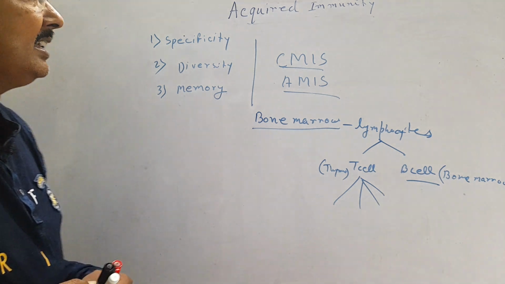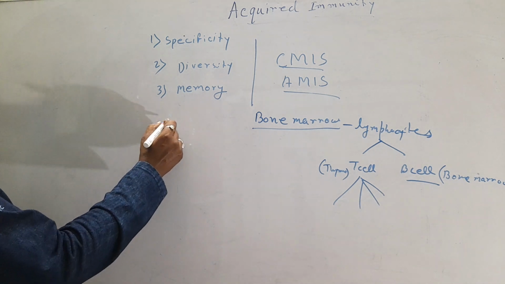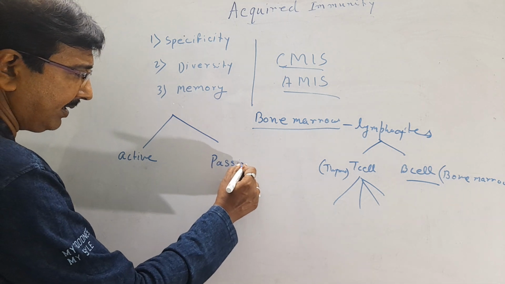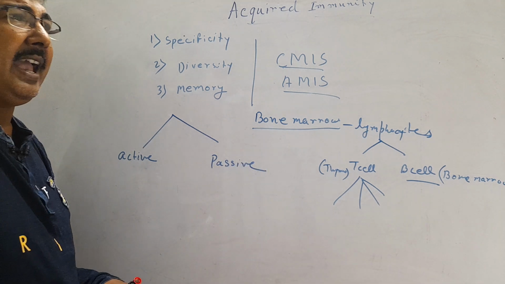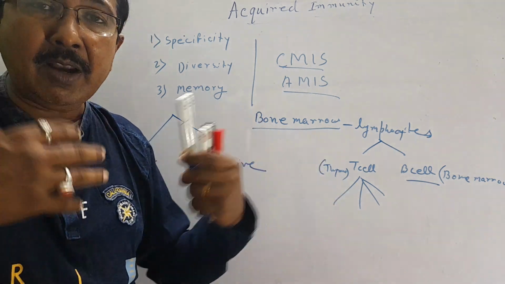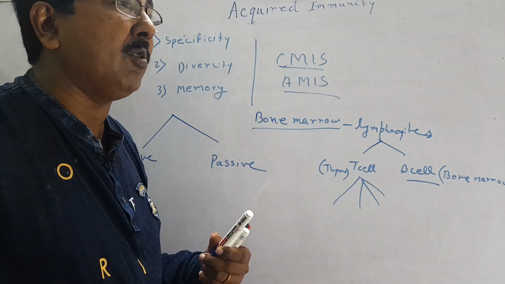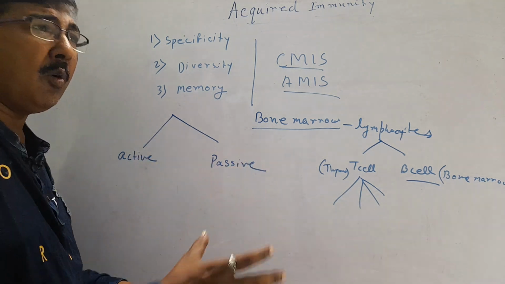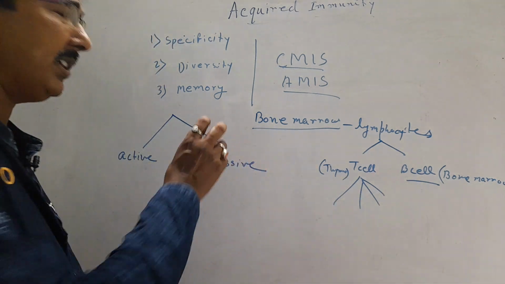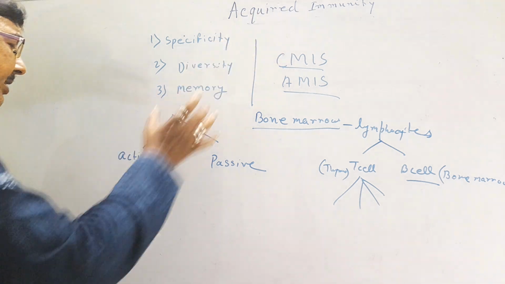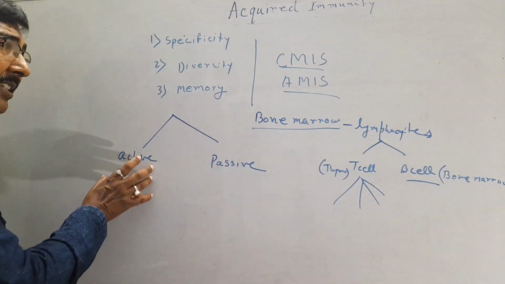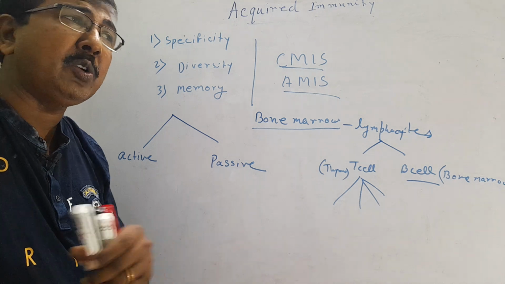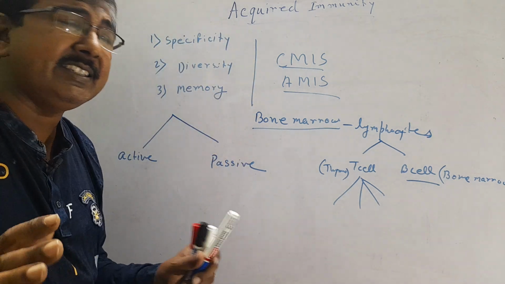Then we can divide acquired immunity into two types. One is active, another is passive. Active immunity means when our body or host body produces antibody, our own body produces antibody. And passive immunity means when ready-made antibody is given directly to our body. So acquired immunity is divided into active and passive. Very important. Active means our body produces antibody, and passive means antibody produced outside is directly injected into our body.